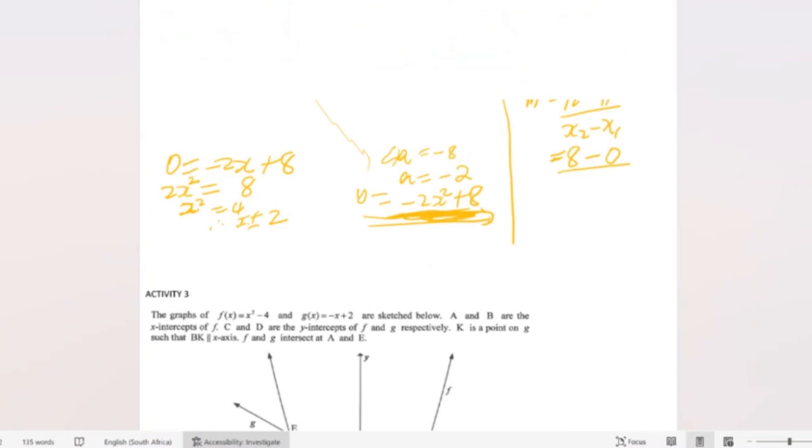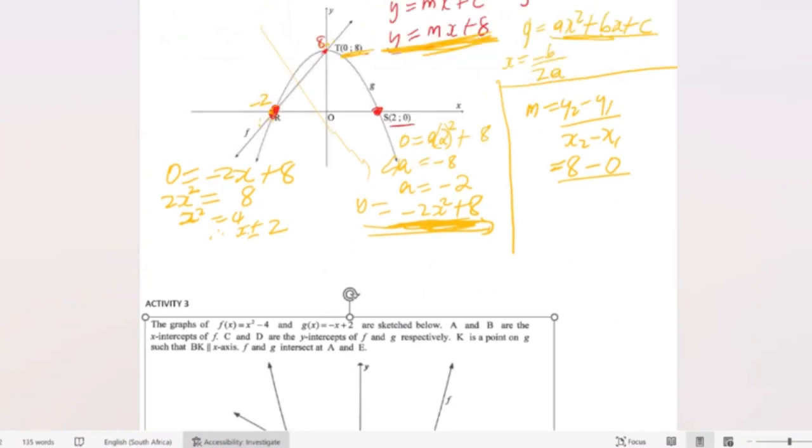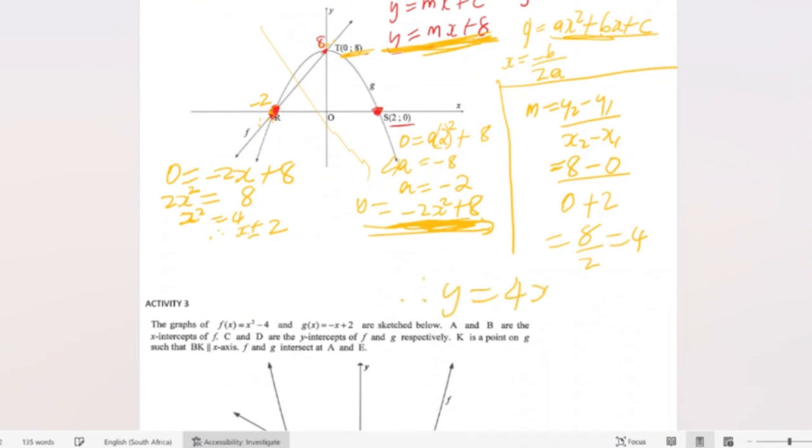So the numerator is going to be 8 minus 0, and the denominator is 0 minus minus 2, which is plus 2. So this is going to be 8 divided by 2, which is equal to 4. So the gradient is equal to 4. Therefore, your y is equal to 4x plus 8.